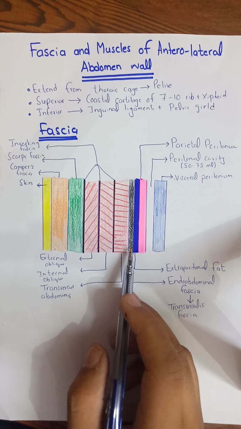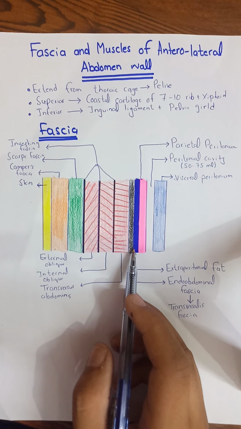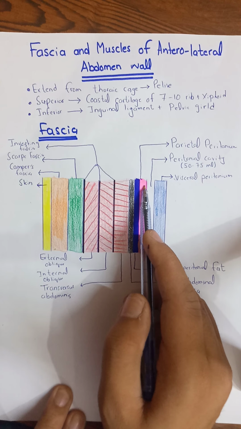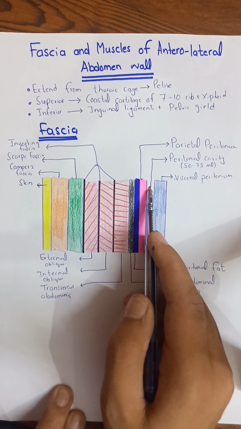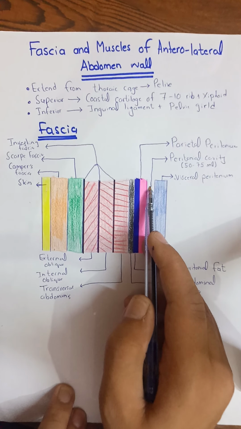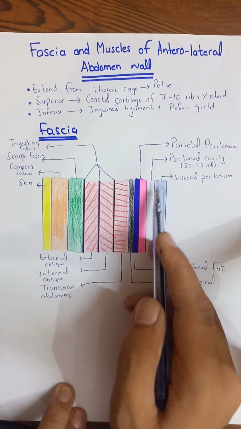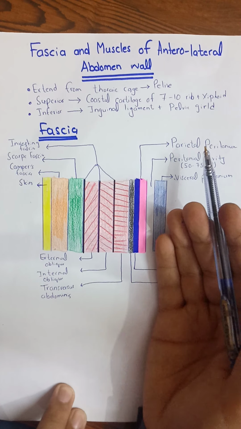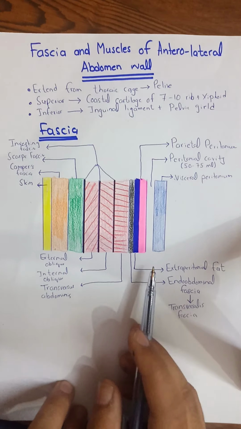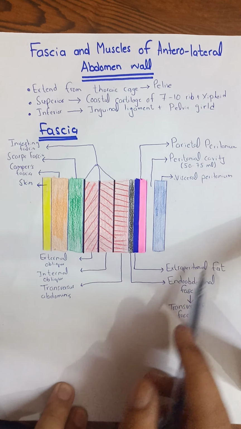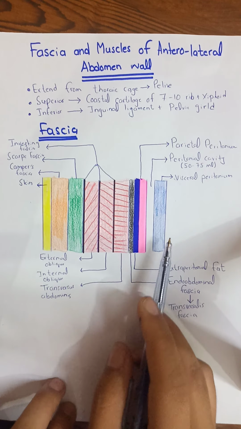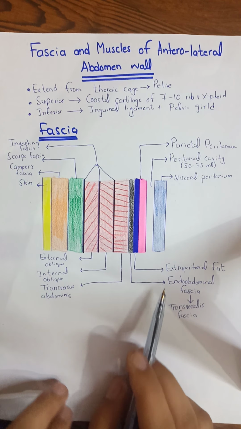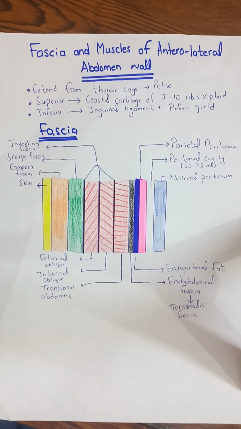After that there will be the peritoneal membrane, which has two layers. The outer layer, which I have shown in pink color, is the parietal peritoneum. Then there will be the peritoneal cavity, which contains the peritoneal fluid, and the amount of that fluid is 50 to 70 ml. Then there will be the visceral peritoneum, which surrounds structures like the stomach present inside. We have discussed this part in our previous lecture in detail.